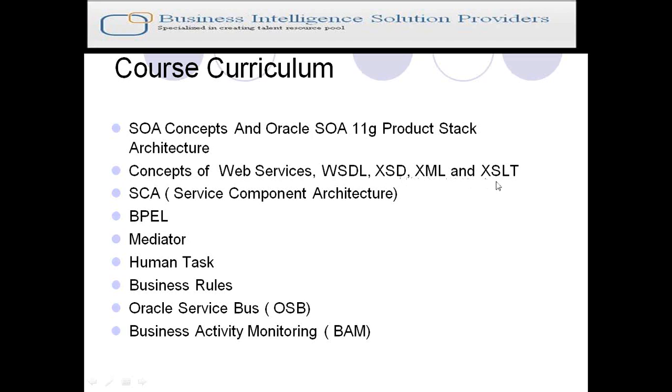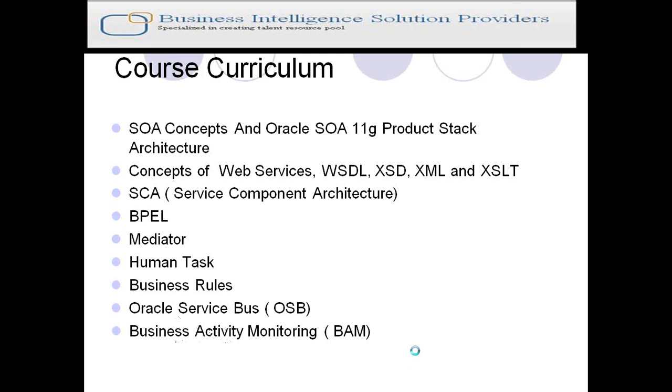The course curriculum is about SOA concepts and the Oracle SOA product stack, the concepts of web services, WSDL, XSDs, XML, and XSLTs. We will show you all of them. People who are coming from PL/SQL backgrounds or any other non-Java background don't have to worry about this. We will be teaching you everything. SCA, that is Service Component Architecture. We will cover BPEL, which is Business Process Execution Language and makes the core of SOA. We will be talking about mediators, which are used for routing and all that. We will talk about human tasks, business rules, Oracle Service Bus, and business activity monitoring.